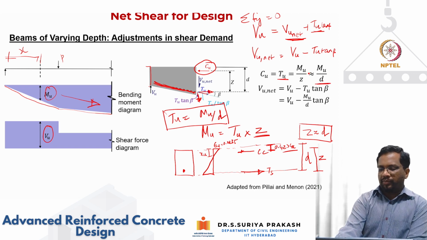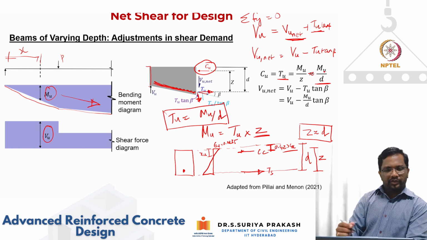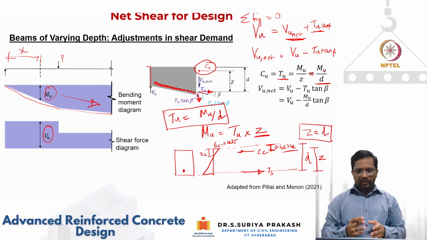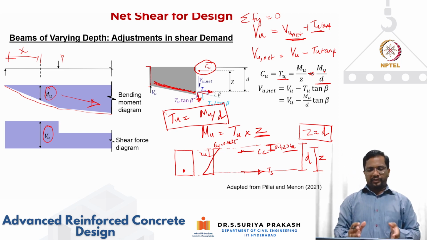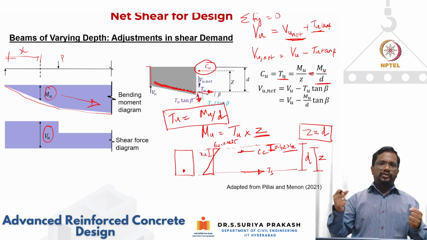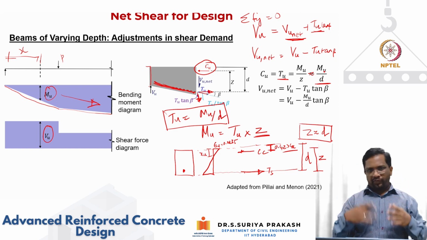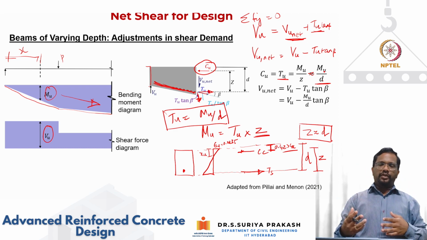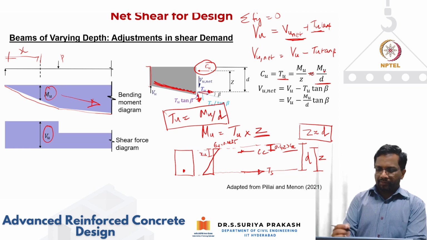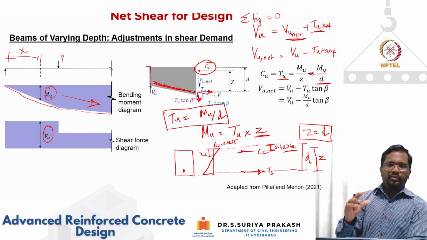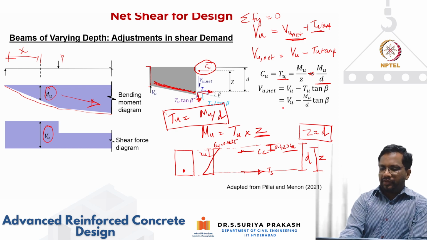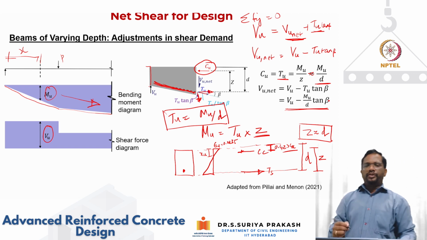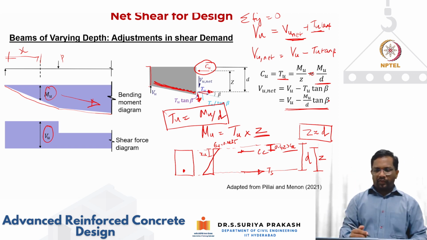which is approximated to Mu by d, because we are dealing with an under reinforced section, because the code permits us to design only an under reinforced section. So we want to make sure the steel is going to yield. So when steel is yielding, both for singly reinforced as well as doubly reinforced sections, your neutral axis depth is going to be very small. So your lever arm will be very close to your effective depth. So if you substitute that, then your net shear is going to be Vu minus Mu by d times tan beta. Okay.